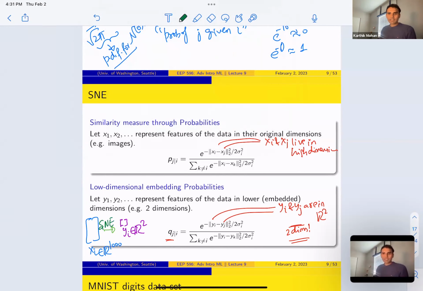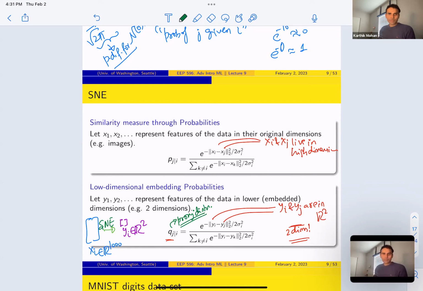How is it doing it? It's constructing a proxy distribution. You can say this Q is a proxy distribution, which is again saying how 2 images relate to each other. Given image i, is image j close to it or not? So it's constructing a proxy distribution by replacing x_i and x_j with y_i and y_j.